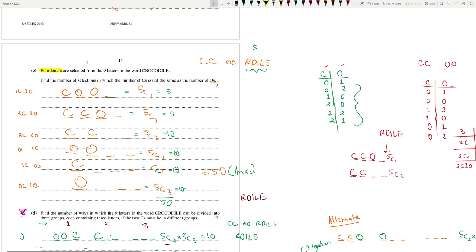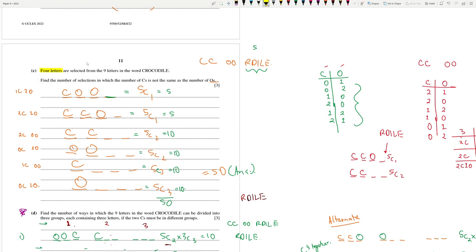Then the no restrictions, but the number of C's is not the same as the number of O's. So it can be 0C 1O, 0C 2O, or 1C 0O, 2C 0O, or even 1C 2Os or 2C 1O. The number just can't be the same. Like it can't be 0 0, it can't be 1 1, it can't be 2 2. These are the red flags. Okay. So I just input that over here.